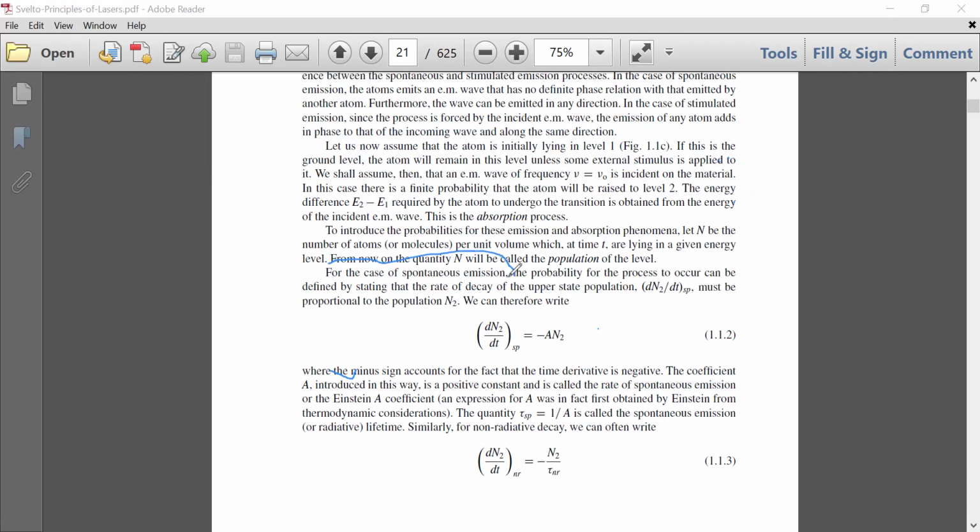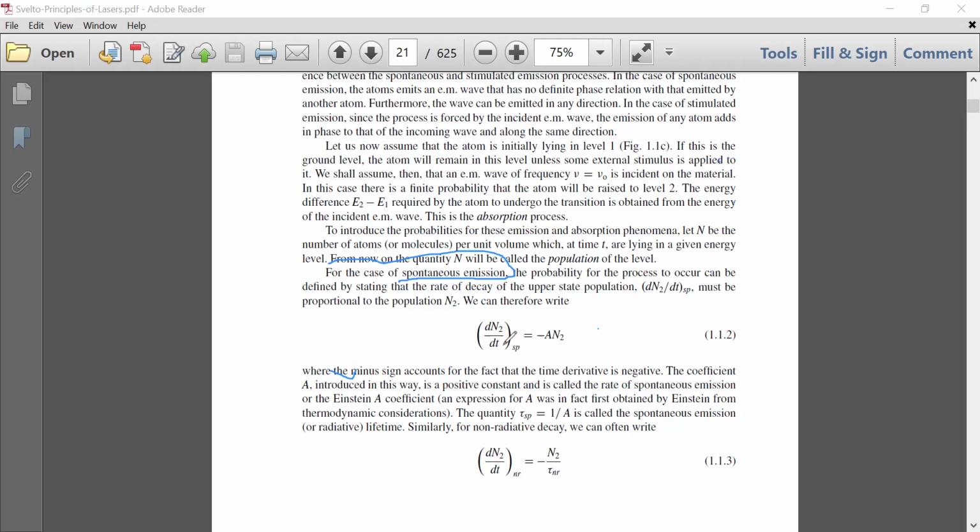Let's see here, spontaneous emission. For the spontaneous emission rate we use dN2 by dt. N2 is the population of electrons, the number of electrons in energy level 2. We considered a single electron in the earlier diagram to simplify the basic idea, but there is not a single electron residing in an energy level. There must be a number of electrons, so we use N2, the population.